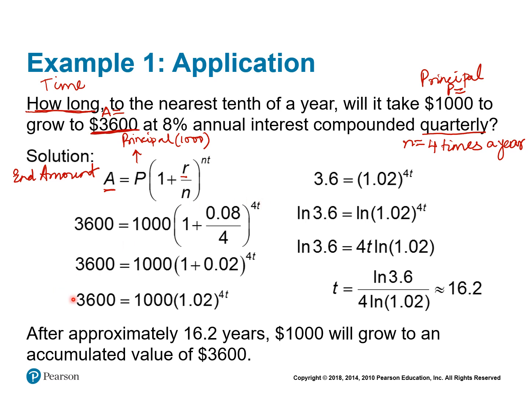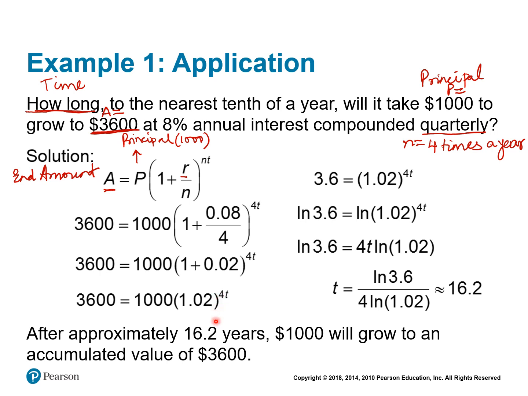So how do we proceed with that? We got 3,600 equals 1,000 times 1 plus, and what they did first was the division inside the brackets. 0.08 divided by 4 is 0.02, and 1 plus 0.02 is 1.02. So they added the values in the brackets. So in this step here, it's 3,600 equals 1,000 times 1.02 raised to the power 4 times T.